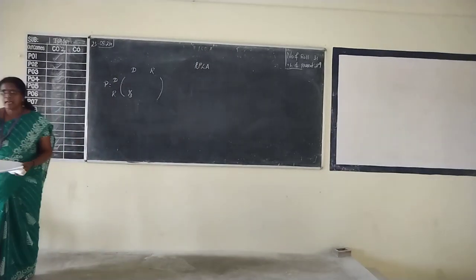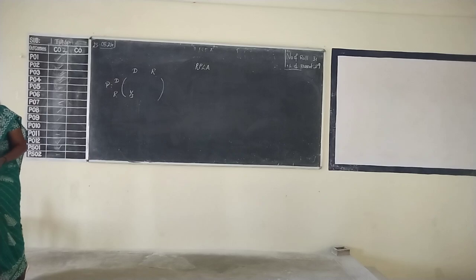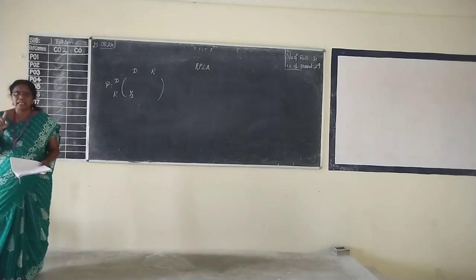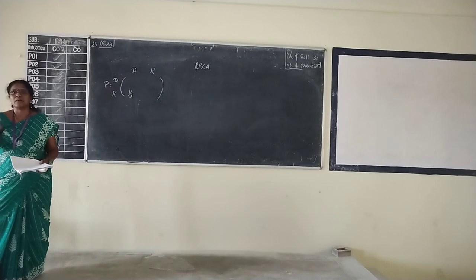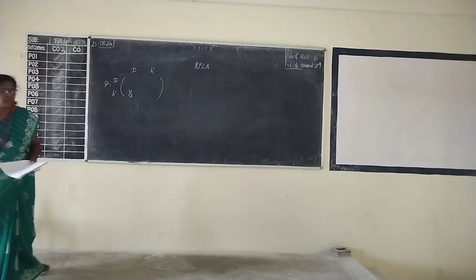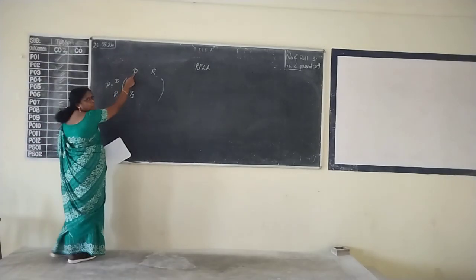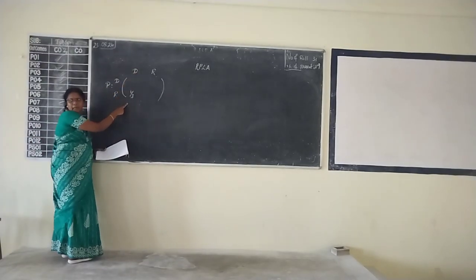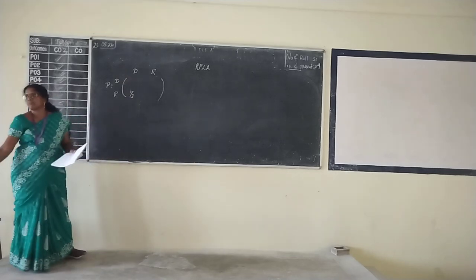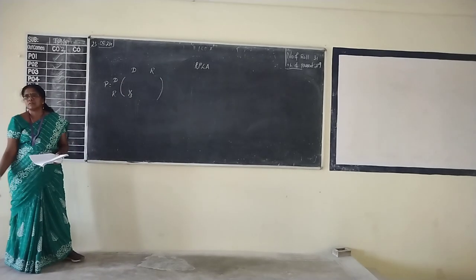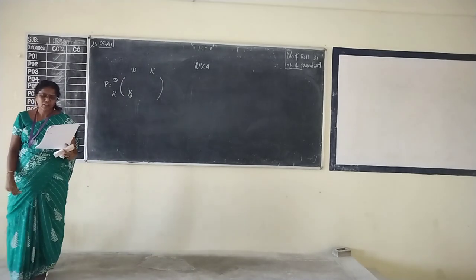The probability of a dry day following a rainy day: the previous day is a rainy day, so after the rainy day, the next day goes to a dry day. So from rainy day we go to dry day. What is the chance? 1 by 3. Understood? Any doubt? What is the next one?